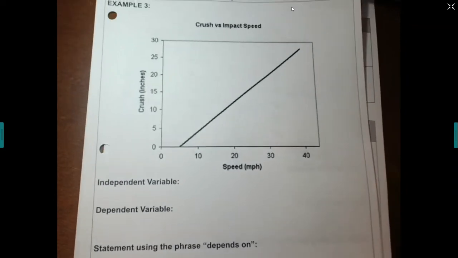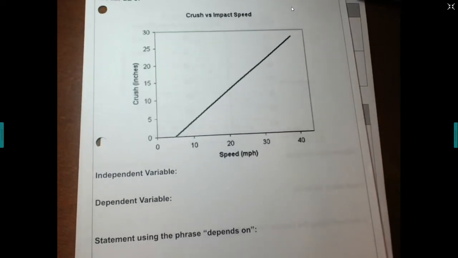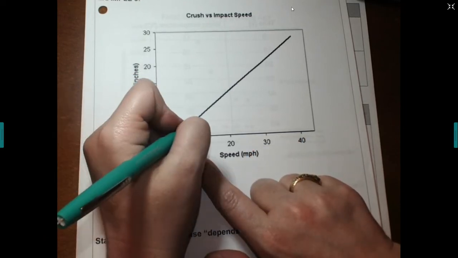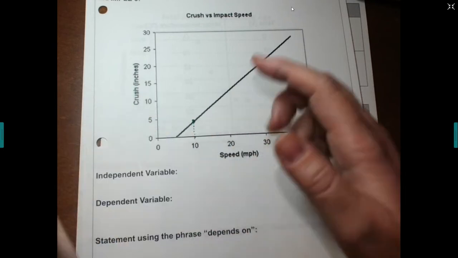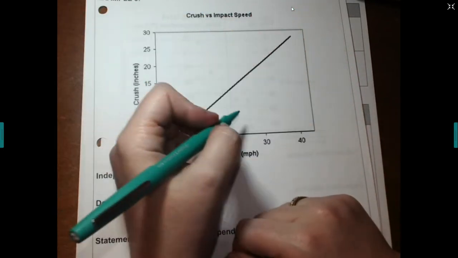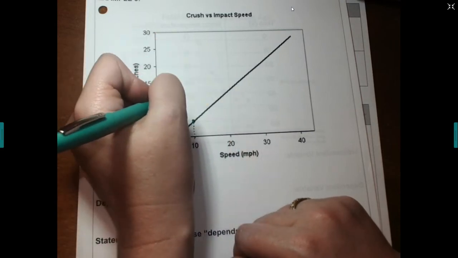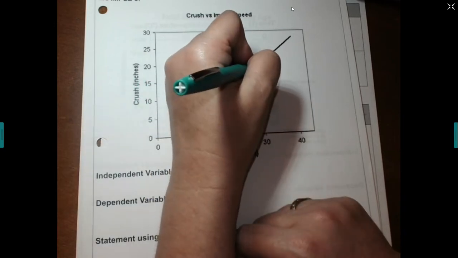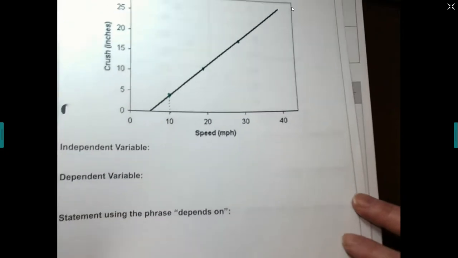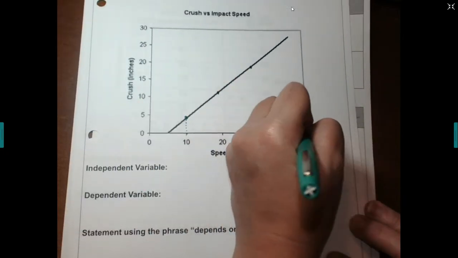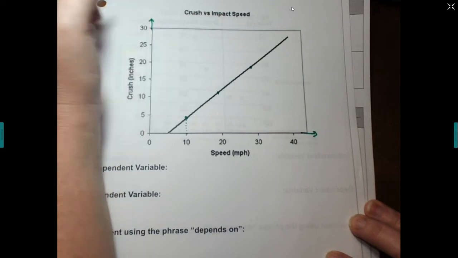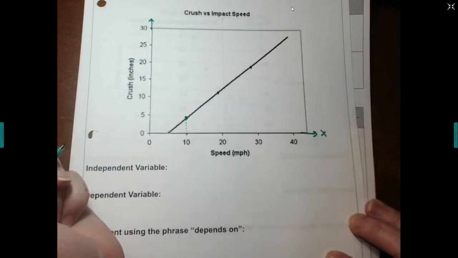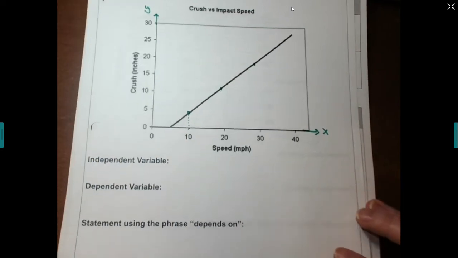Okay, so I know that if I'm going 10 miles an hour when I crash, the front end of my car is going to crush in about 5 inches. If I'm going 20 miles an hour, the front end of my car is going to crush in a little bit more, right? 30, a little bit more. So I need to think about my independent and my dependent variable. First of all, I know that always and forever, the horizontal axis is going to be my x-axis, and the vertical axis is going to be my y-axis.